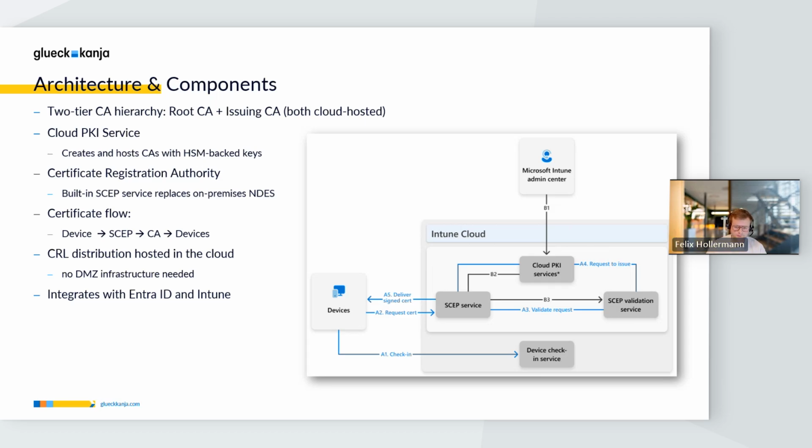A4, if validation passes, the registration authority sends a request to issue the certificate to the Cloud PKI services, and the issuing CA signs it. A5, the signed certificate is delivered back to the device. Fully automated, no user interaction required.